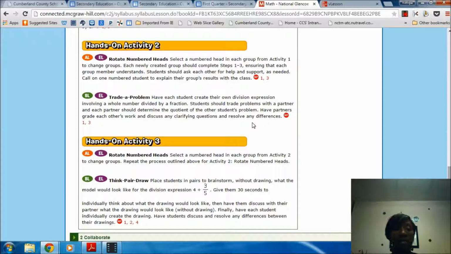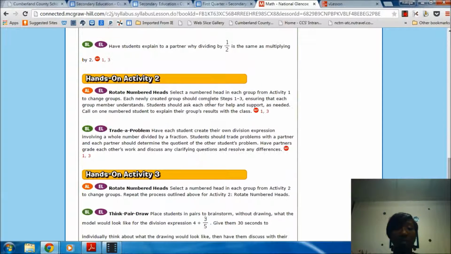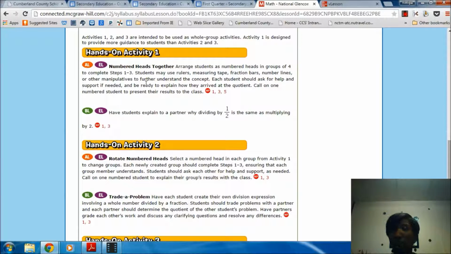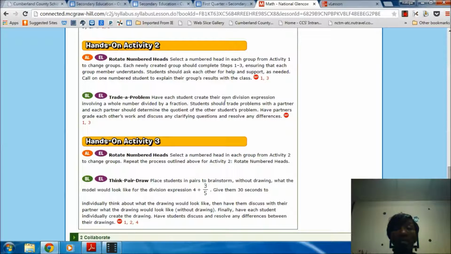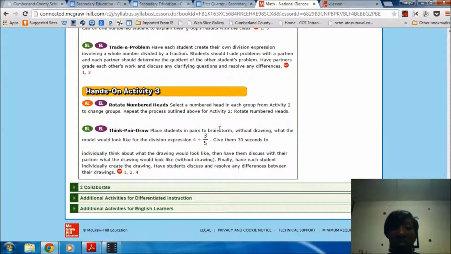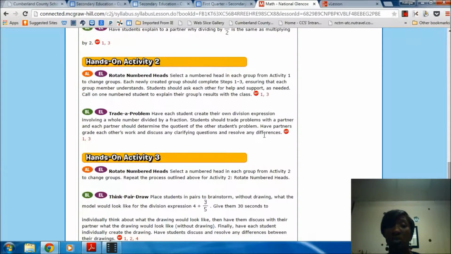I may have a class that's ready to dive into number 2. I may have one that I need to go back and do number 1 first and then actually go through all of them because they didn't quite grasp what I needed them to grasp. But again, the ways and the hands-on pieces that can be used while facilitating this instruction are here, and very helpful. And hopefully this is a piece that you will be able to utilize.